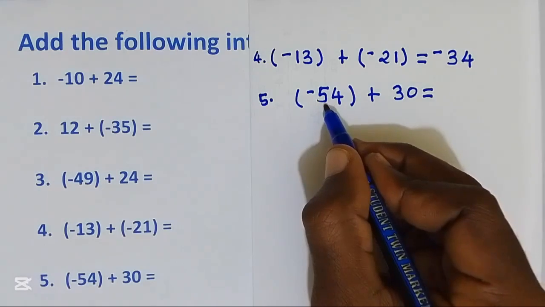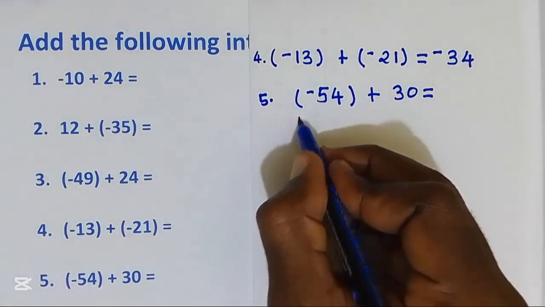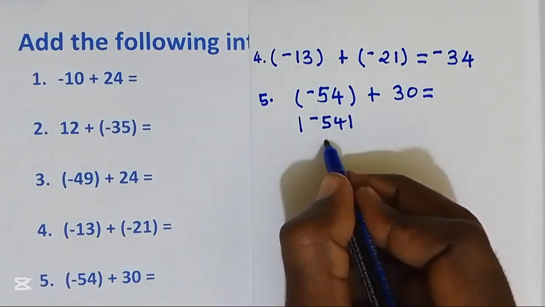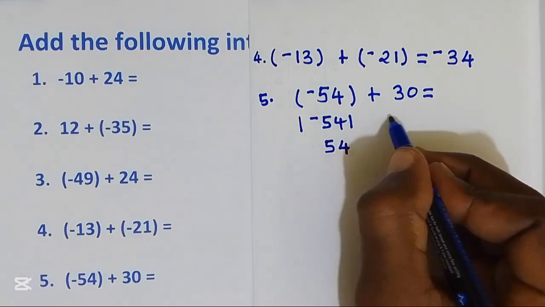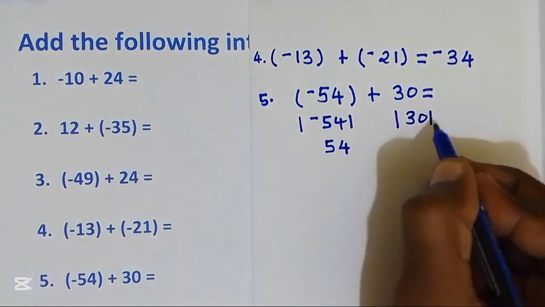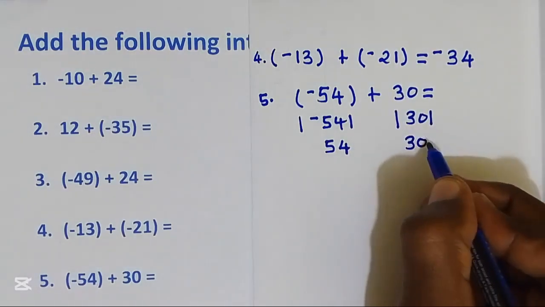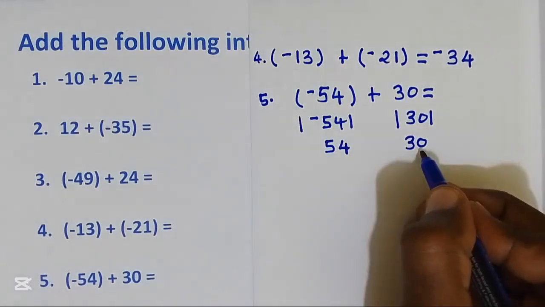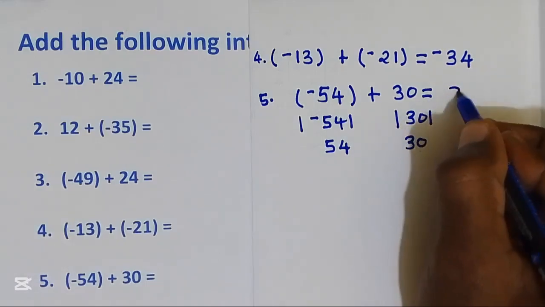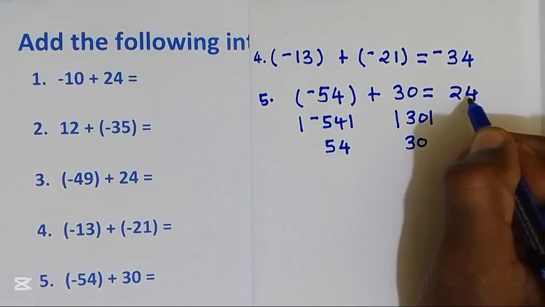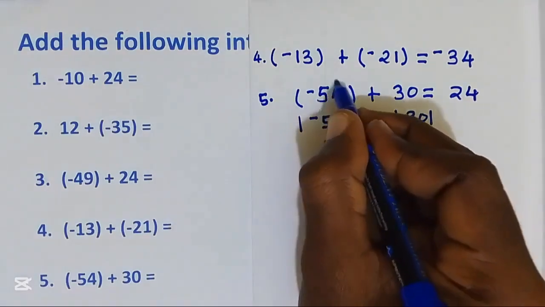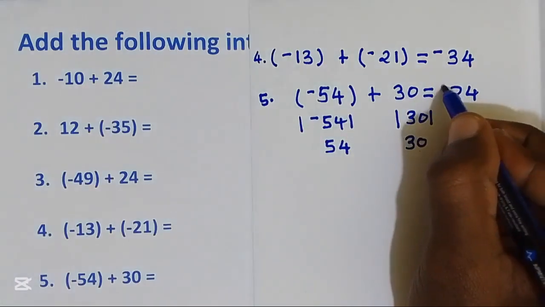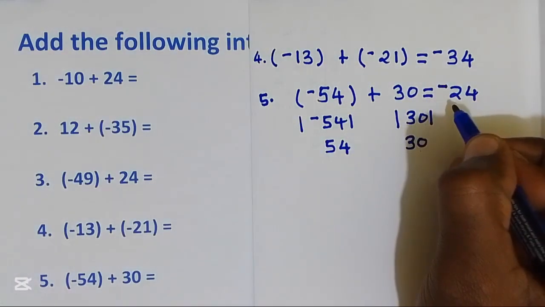We are working with a negative number and a positive number. I'm going to find the absolute value of minus 54, which is going to give me positive 54, and the absolute value of 30, that is going to be 30. After that, I'm going to find the difference between 54 and 30, that is going to be 24. The sign of 24 is going to be the sign of the big number. The big number carries negative, and also the answer is going to carry negative.